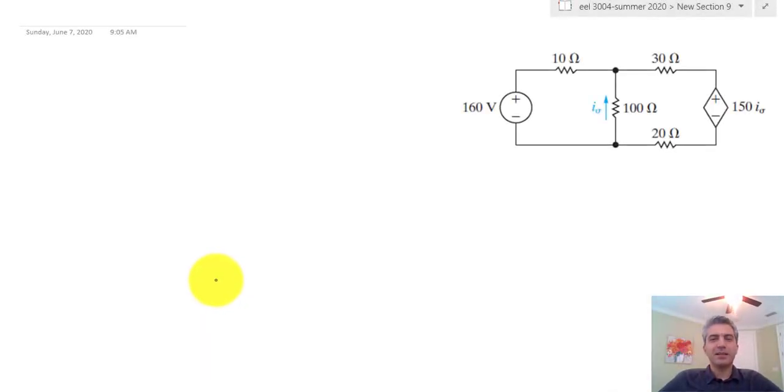Hello everyone. With that introduction, let's start doing homework number 417 in the book. What I'm going to do is try to solve this using all three different methods. We're going to start with our favorite method, or at least my favorite method, the universal, then move on to nodal, and finally finish with the mesh analysis.